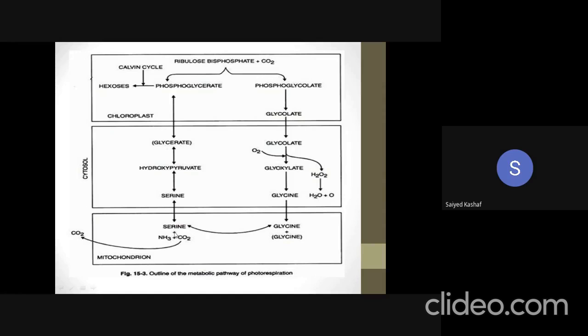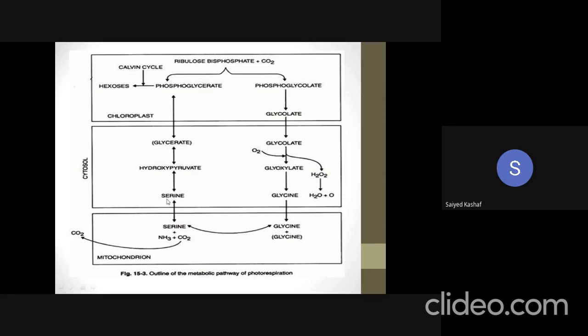And what happened, this serine again diffuses from mitochondria to the peroxisome, and it liberates. Now the serine breaks down. When the breakdown happens, it releases CO2. The CO2 released will again be used in the Calvin cycle.